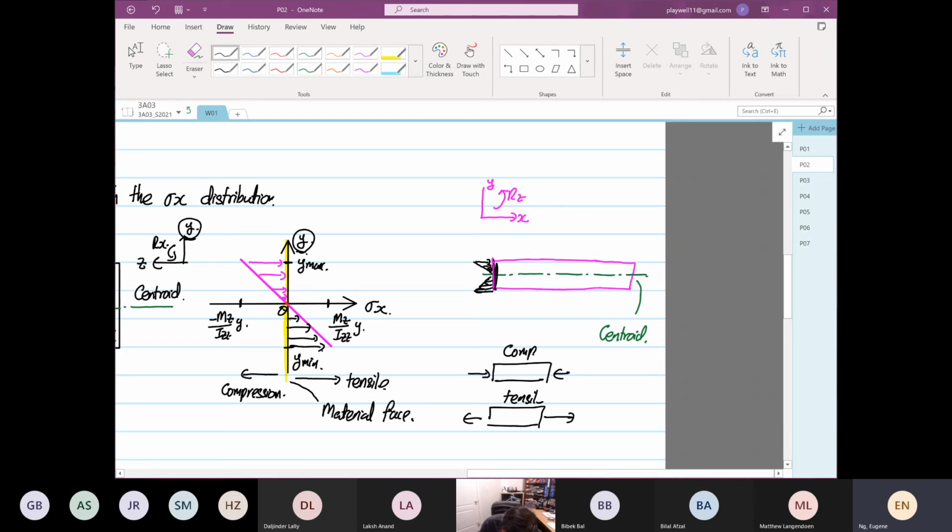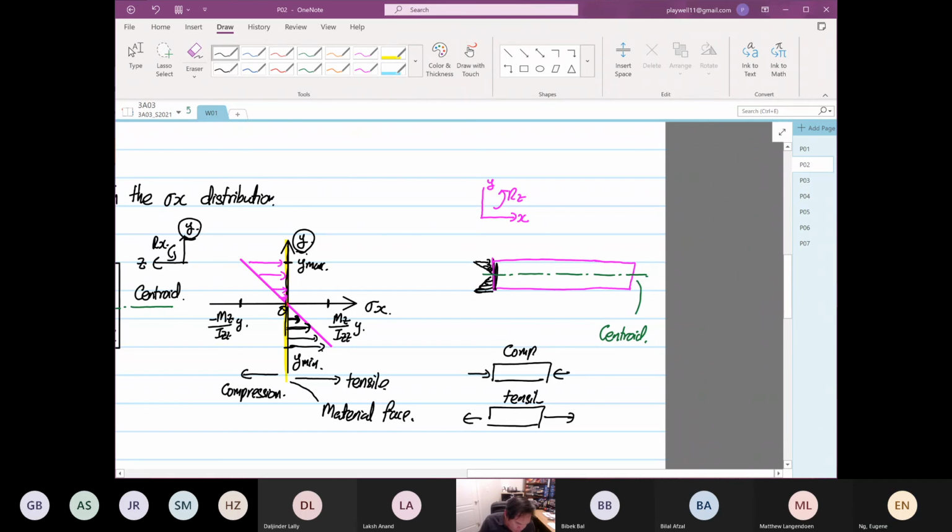Okay, so you can see where the yellow line is. This thing is pulling outwards. Whereas on the compressive side, the pink arrows, they are pushing into the material. Okay, so that's how you draw the stress distribution.